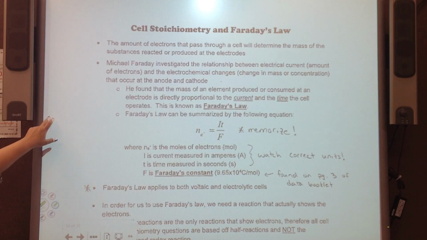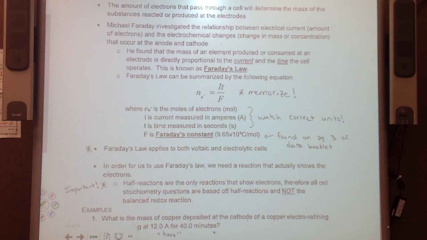So Michael Faraday looks at the relationship between electrical current and electrochemical changes. So change in mass or change in concentration that happen at each of those electrodes. He said that the mass of an element produced or consumed is directly proportional, here's some theory questions, to the current and the time the cell operates. It's known as Faraday's law.